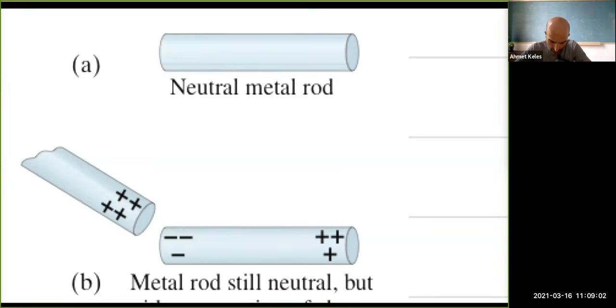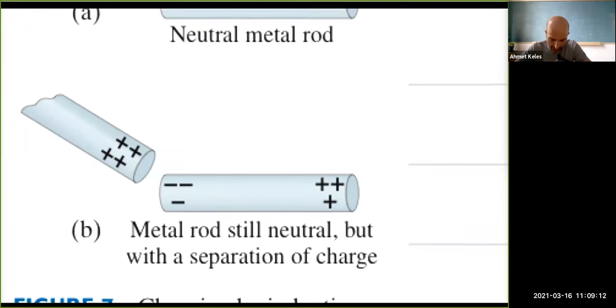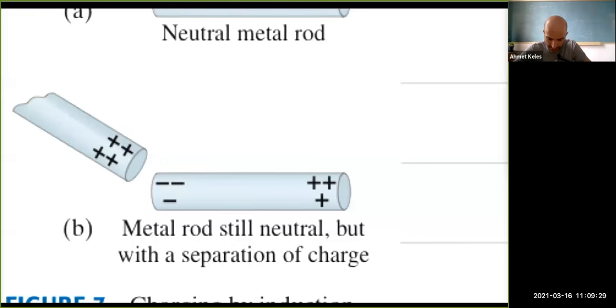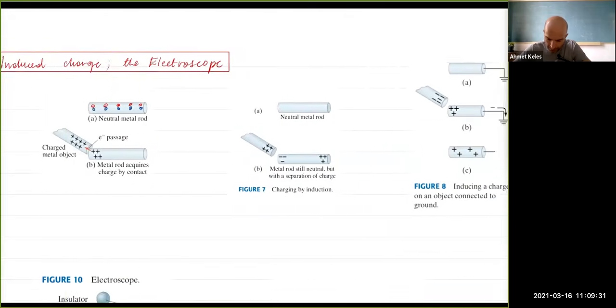So what will happen is all these negative charges will move in one direction due to this pull, and they'll leave some positive charge behind. So the metal rod here in total is still uncharged. It's still neutral, but it's an inhomogeneous system, where one side is charged differently than the other side. There's a charge separation. Okay.